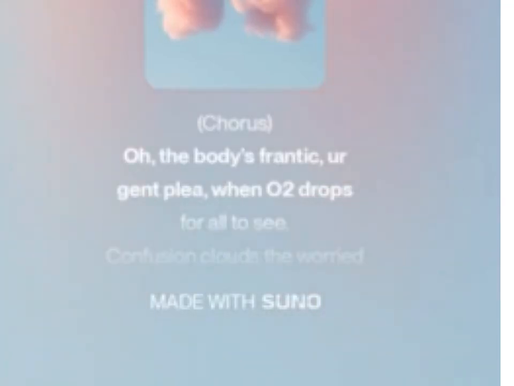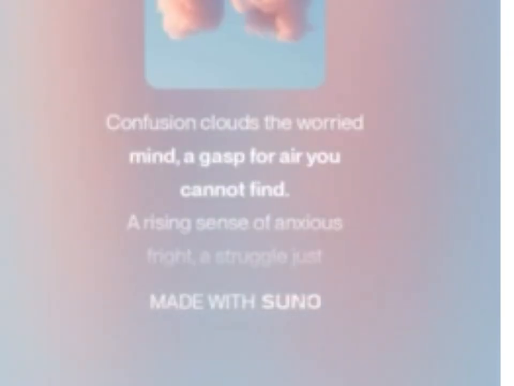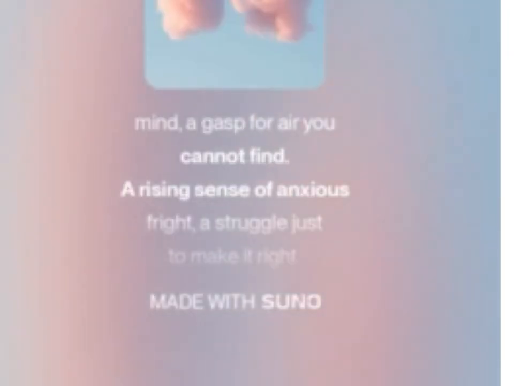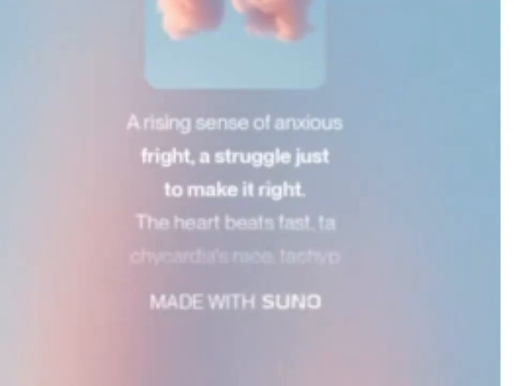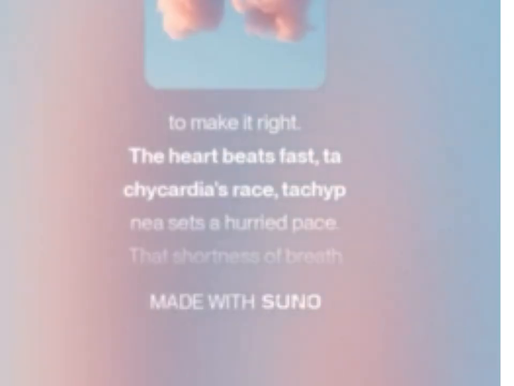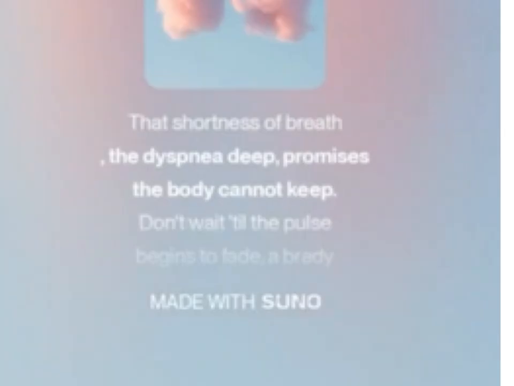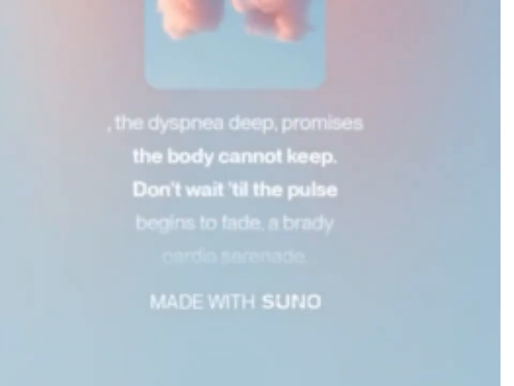The body's frantic, urgent plea when O2 drops for all to see. Confusion clouds a worried mind, a gasp for air you cannot find. A rising sense of anxious pride, a struggle just to make it right. The heart beats fast, tachycardia's race, tachypnea sets a hurried pace. That shortness of breath, the dyspnea deep, promises the body cannot keep.